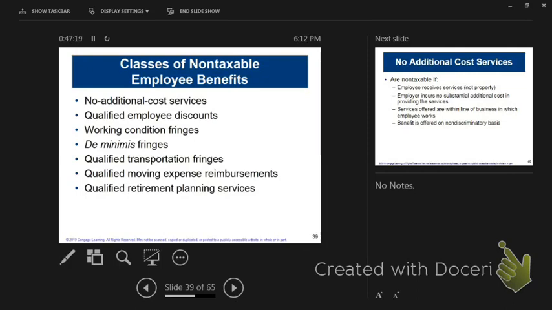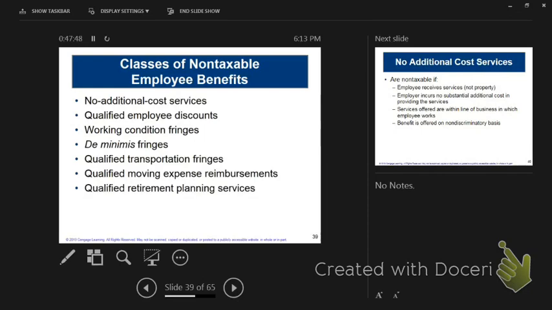De minimis fringe, we talked about dollar amounts. Those could be gift cards you get if you achieve different things. Qualified transportation fringe benefits. Sometimes, depending on where you work, if you take the bus, or the Metrolink, or the L, that's what I'm trying to think of, in Chicago, you get a discounted or cheaper fare. All right, so those are the types of things.